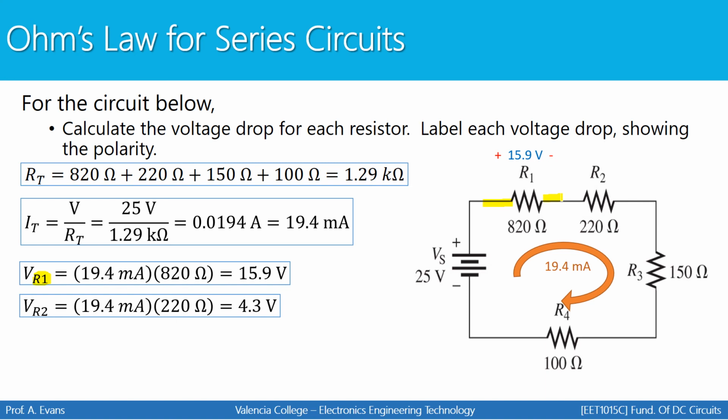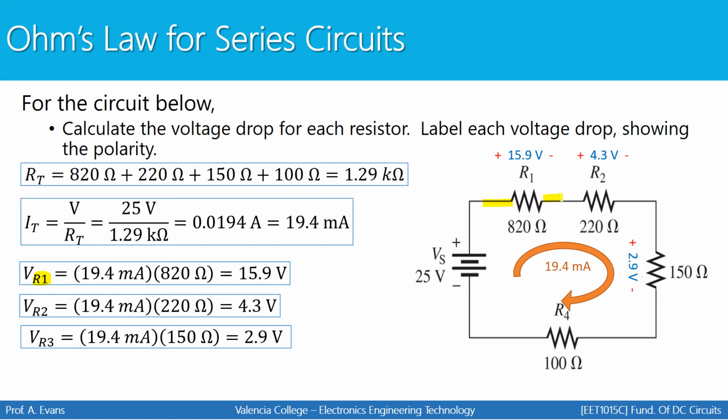Here's the voltage for R2. Again, take the total current, multiply by the resistor value, you'll get 4.3 volts. Once you get that number, you're also going to label that voltage drop on your diagram. The positive side shows where current enters, the negative side shows where current exits. Here's the voltage for R3. You'll take your total current, multiply by 150 ohms, and get a voltage of 2.9 volts. And here's what the polarity will look like for R3. The current enters on the top and exits on the bottom.